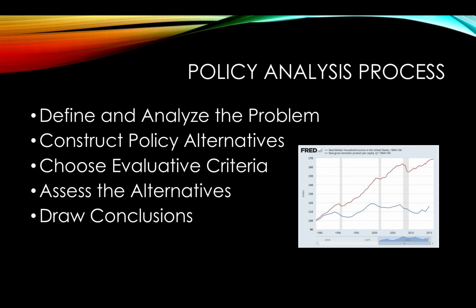And in a lot of these studies, because we're talking about the implementation of policy and something that the bureaucracy does by enforcing policy, at the same time, we need to think about politics too. So the best studies and the best policy alternatives also are sensitive to political realities. Sometimes the best solution isn't necessarily a feasible one. So those are the basic steps in policy analysis: define and analyze the problem, construct policy alternatives, choose evaluative criteria, assess the alternatives, and draw your conclusions.